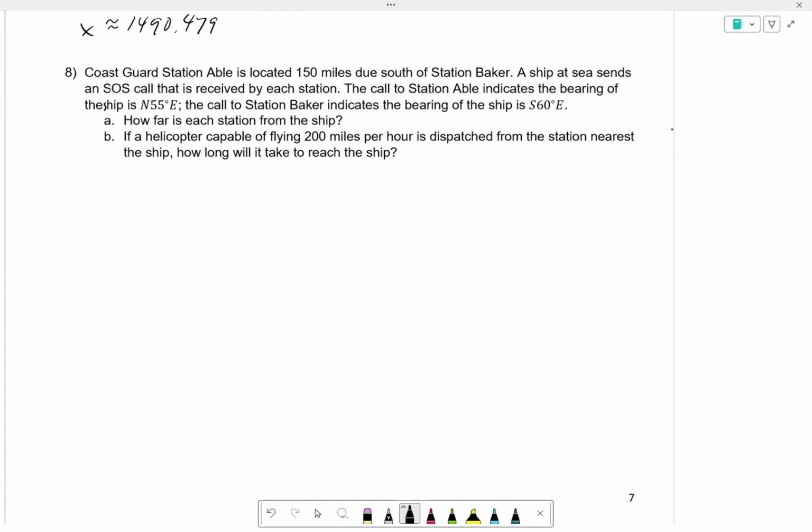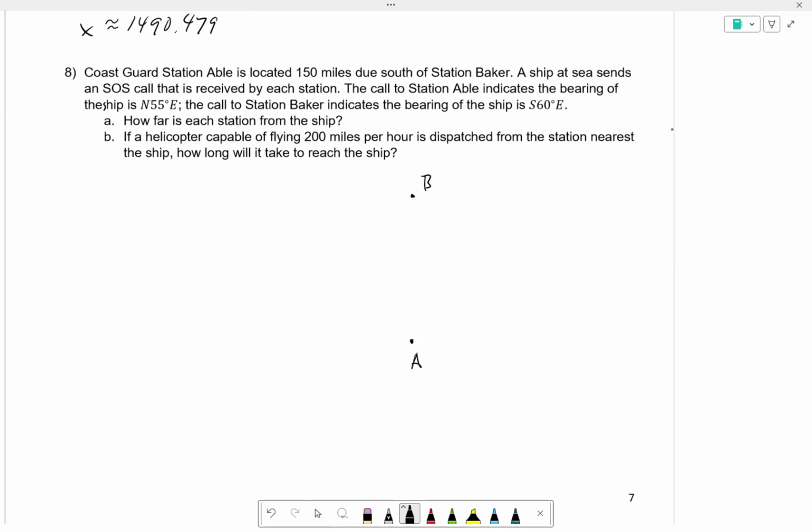Okay. Who could start us off? It says Coast Guard Station Able is located 150 miles due south of Station Baker. So we're going to draw two points, right? Let's call one A, the other one B. Which one is on top? B. Are we good with that?